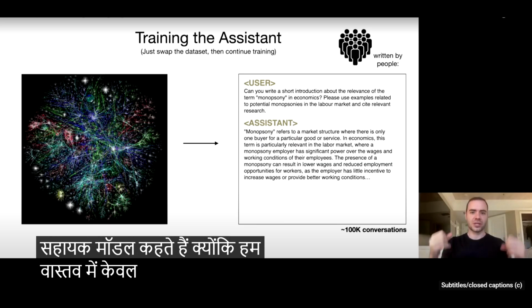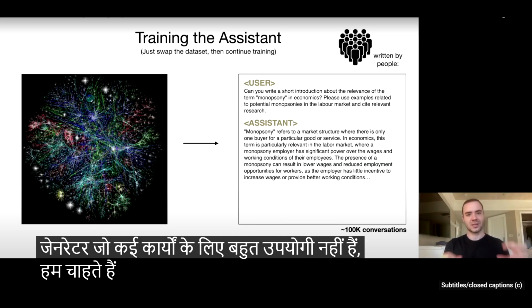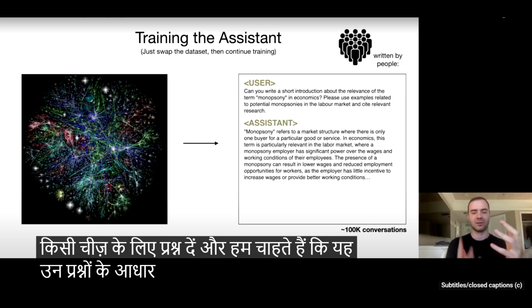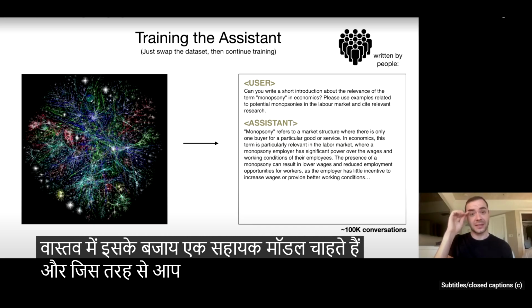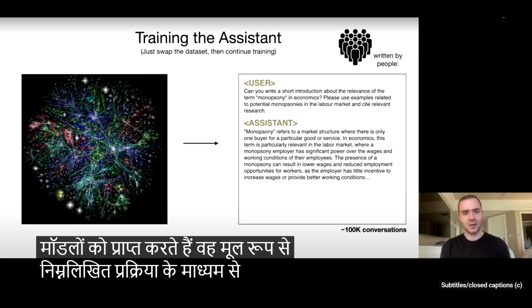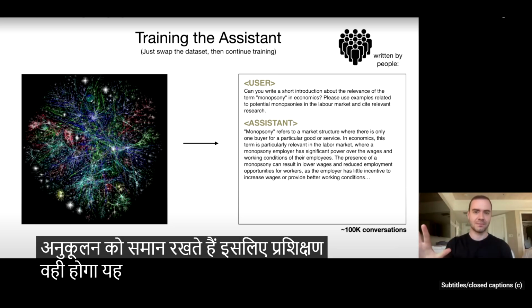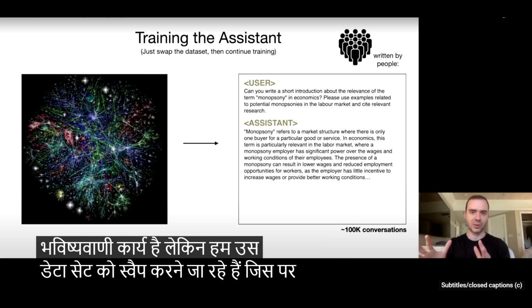Because we don't actually really just want document generators. That's not very helpful for many tasks. We want to give questions to something, and we want it to generate answers based on those questions. So we really want an assistant model instead. And the way you obtain these assistant models is fundamentally through the following process. We basically keep the optimization identical, so the training will be the same. It's just the next word prediction task, but we're going to swap out the data set on which we are training.